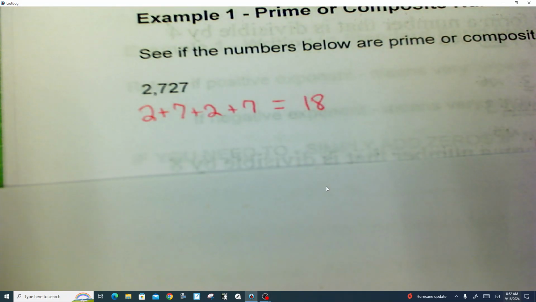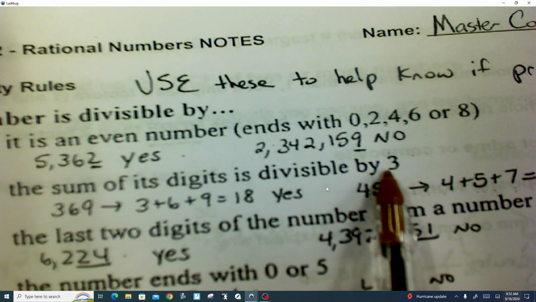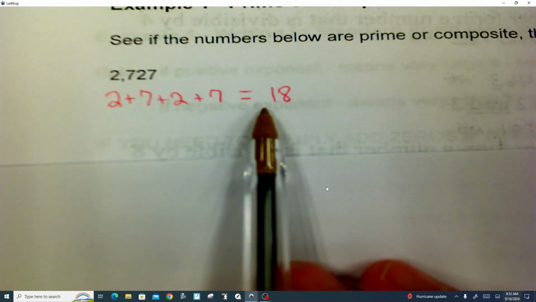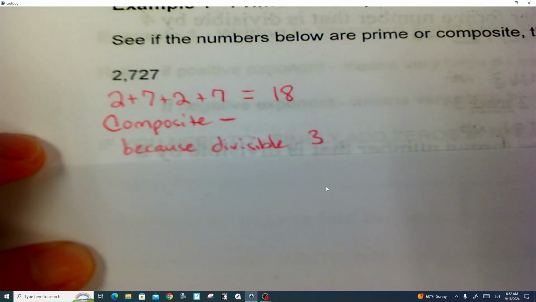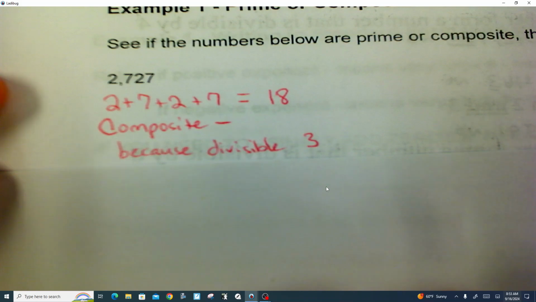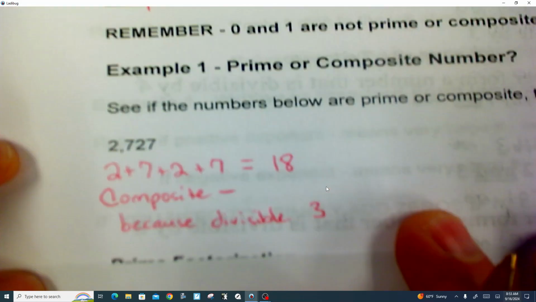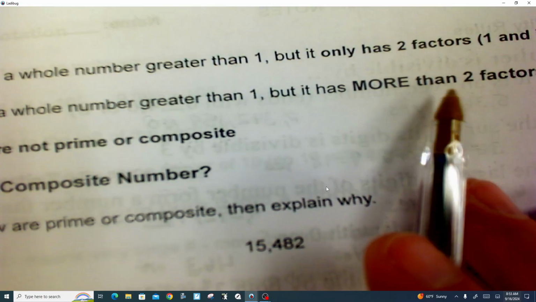And now after you add them all up, ask yourself, is it divisible by 3? So is this 18 divisible by 3? Then I'm going to call this composite, because it's divisible by 3. So again, if we go back up to our definition, prime numbers have only two factors, 1 and itself. Composite numbers have more than two factors.